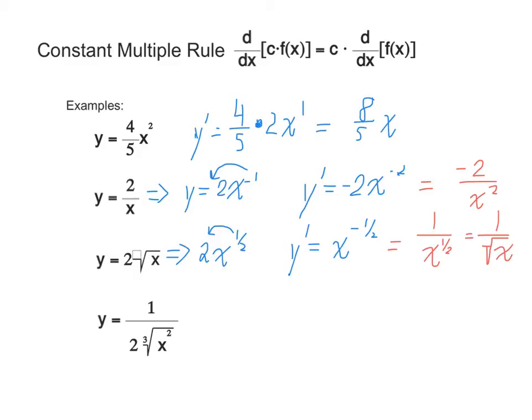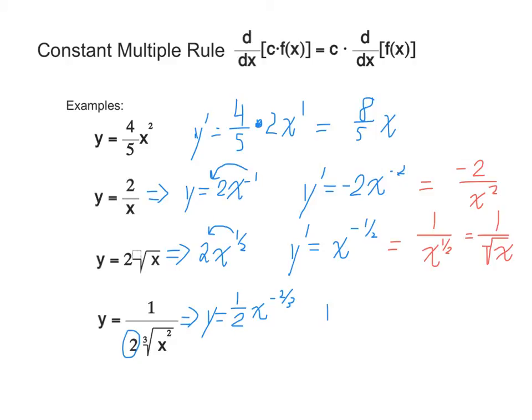Finally, for this rule, a pretty complicated equation. When we rewrite it, the 2 that's in front here needs to stay down there. So this will be written as 1/2. That radical needs to be changed into a negative exponent. This will become x to the negative 2/3. Now remember, again, we haven't done any calculus yet, so this isn't y prime. This is still just y equals.